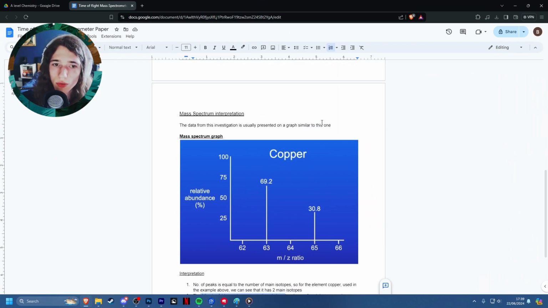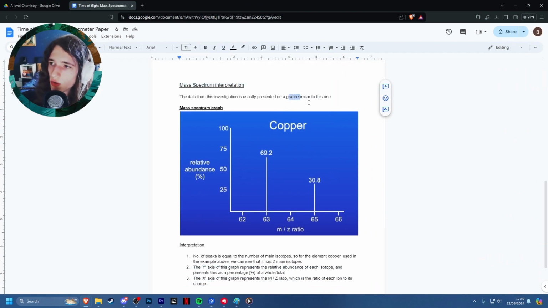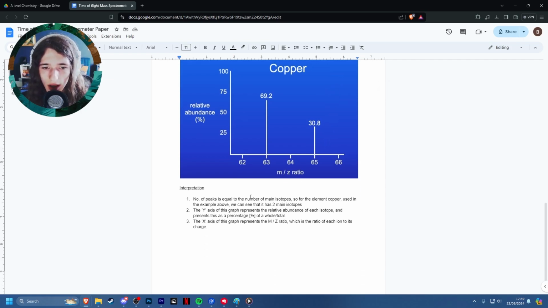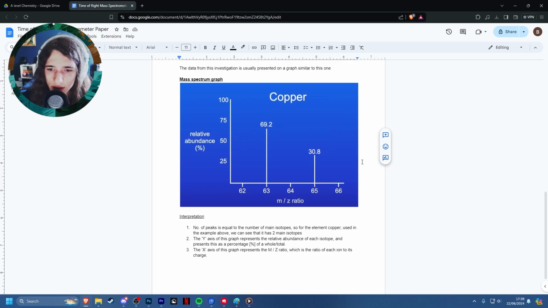So now we're going to move on to the mass spectrum interpretation. So we have our data presented in a graph so that this can show us how to plot the data in a graph and how to interpret it. Essentially, you're going to be able to see that there is a number of peaks here. And if you can count them, that's how we work out the number of main isotopes that an element has. So for instance, copper, we have 1, 2. So there are 2 main isotopes in the element copper.